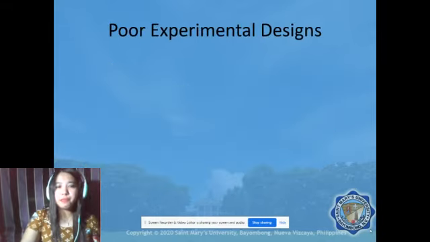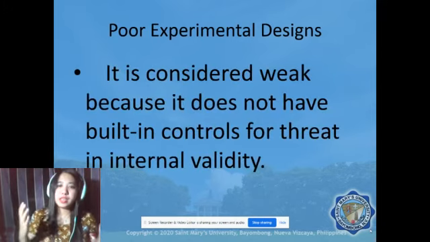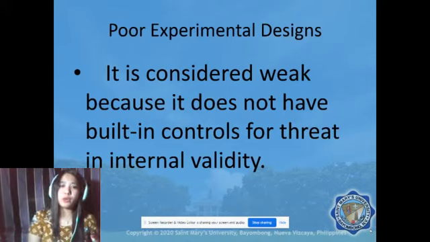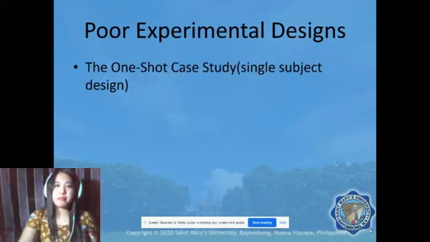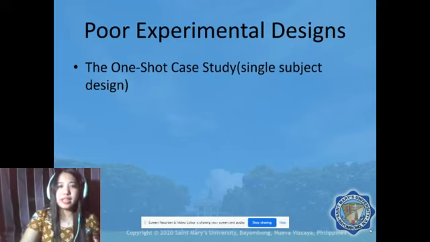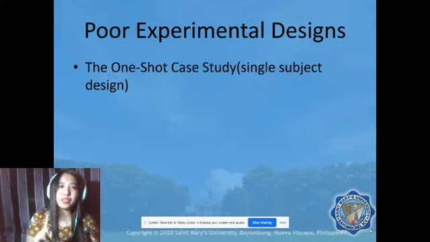And of course, the pure experimental designs are considered weak because they do not have built-in controls for threats to internal validity. So why? These are the different pure experimental designs. We have the one-shot case study, single subject design. This means that you're going to consider only one group. It does not mean that single subject design will consider only an individual as a respondent, but one group only.